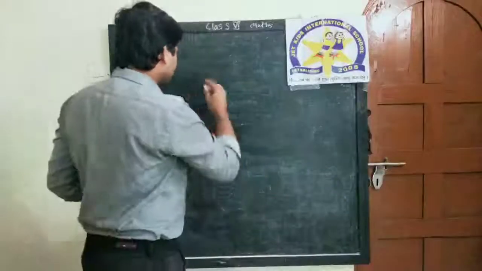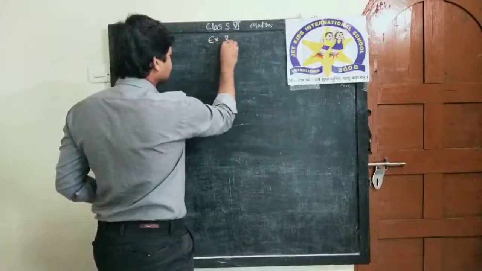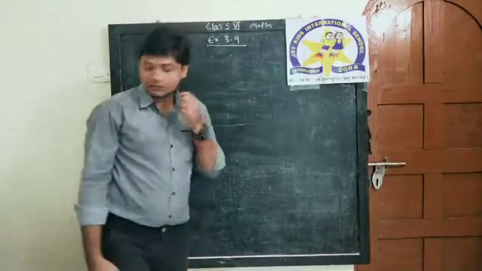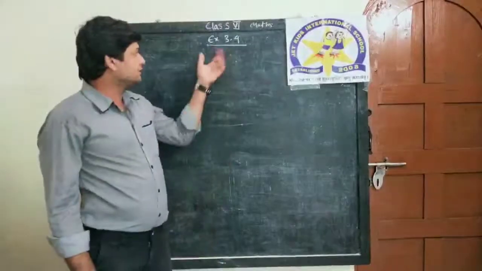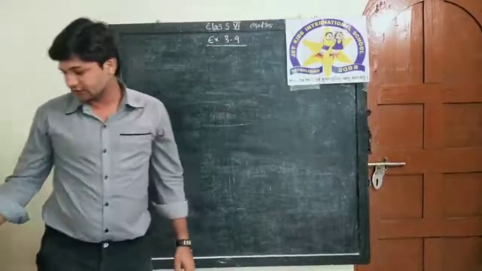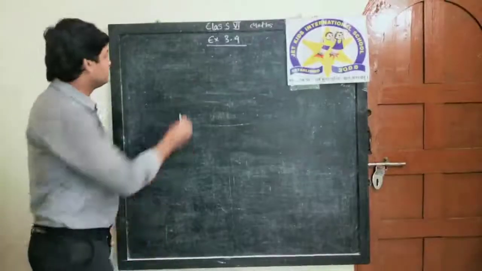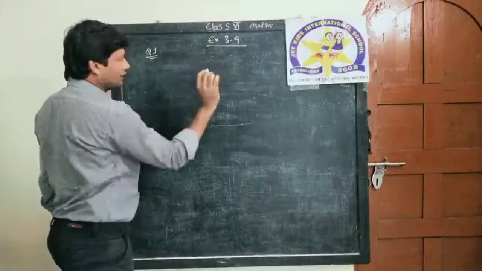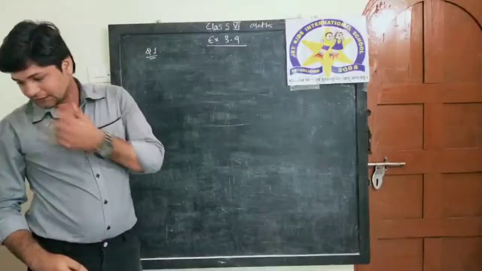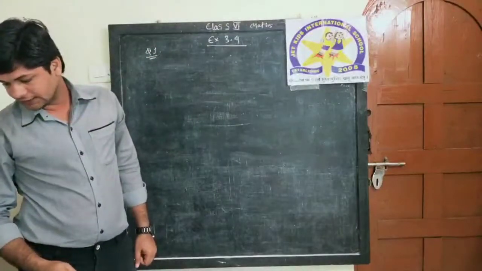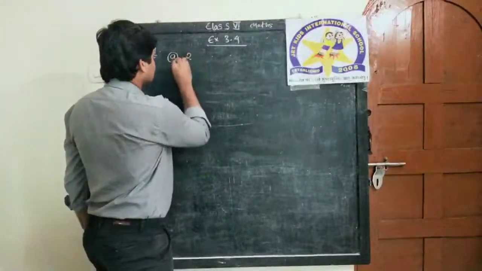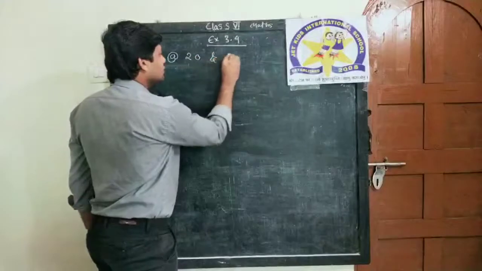Let us start our exercise 3.4. In our exercise 3.4, the first question is: find the common factors of. Question A is 20 and 28.